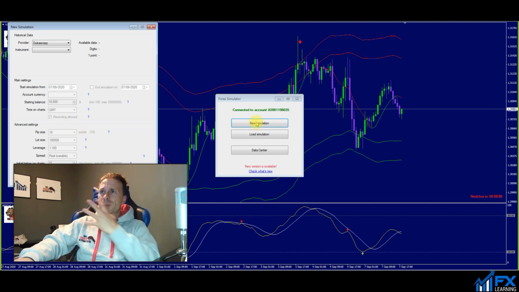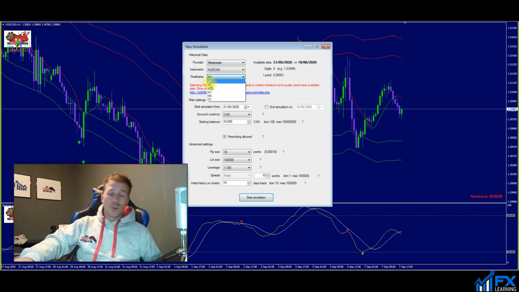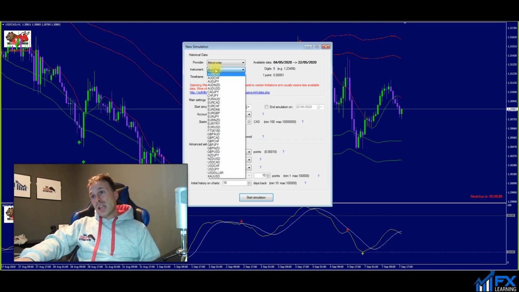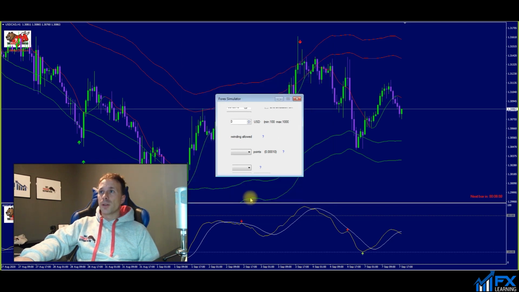Okay, so I'm going to load up this simulator here. As you can see, loaded up. Let's just pick a random currency pair. I would obviously ask you lot, but you can't. Let's trade the 5-minute time frame on a currency pair I haven't traded before, NZUSD. Okay, there we go. NZUSD 5-minute charts. Load it up like that.